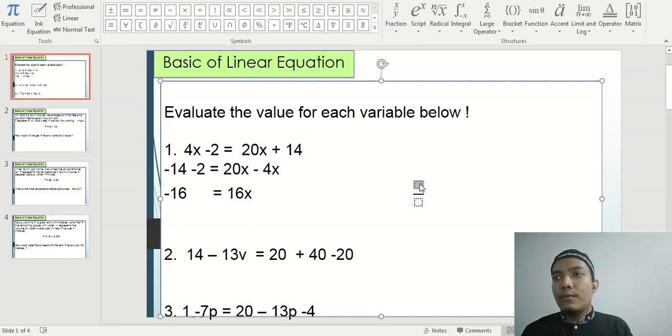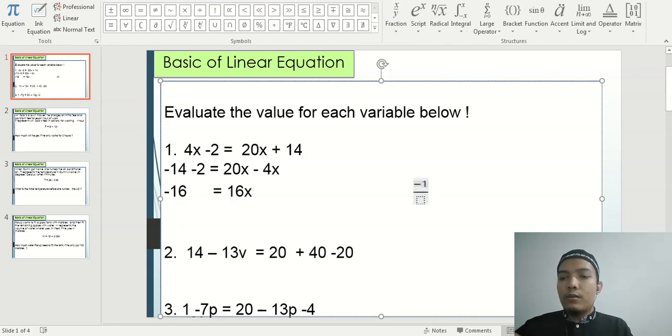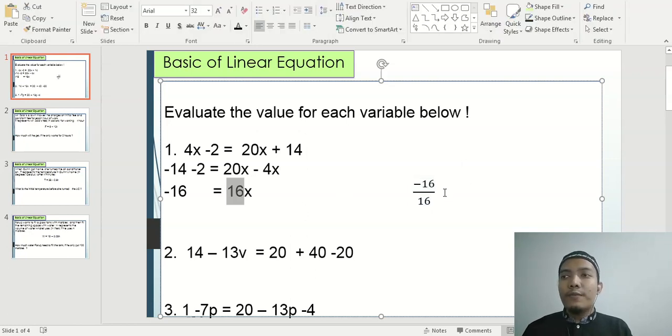Minus 16 over the 16 itself, the positive 16 that the x has. Therefore, equals to x. We know that minus 16 divided by 16 here is 1. Yet again, don't forget about the symbol. We have minus here, so the answer should be minus 1, and this is the final answer of the x. Alright, this is for problem number 1 here.